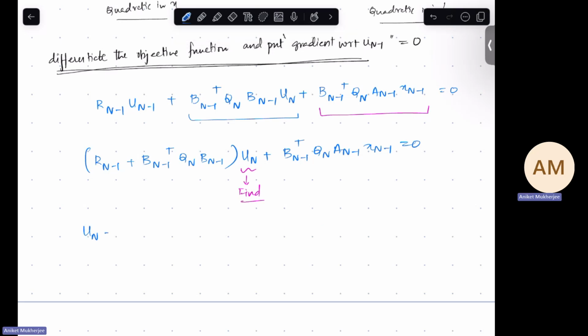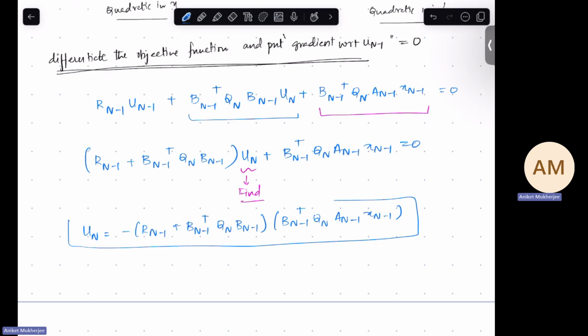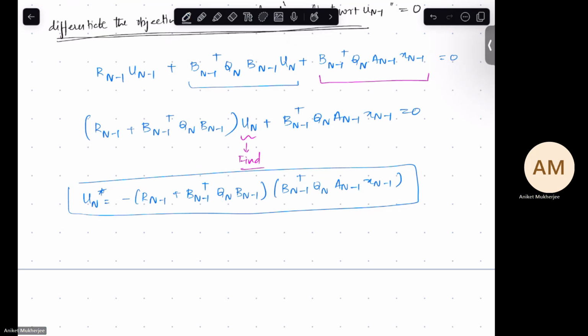Right. So Un equal to minus Rn minus 1 plus Bn minus 1 transpose Qn Bn minus 1 inverse into Bn minus 1 transpose Qn An minus 1 Xn minus 1. So this is your optimal decision, right? So what we have found here is the optimal decision rule at time n minus 1.